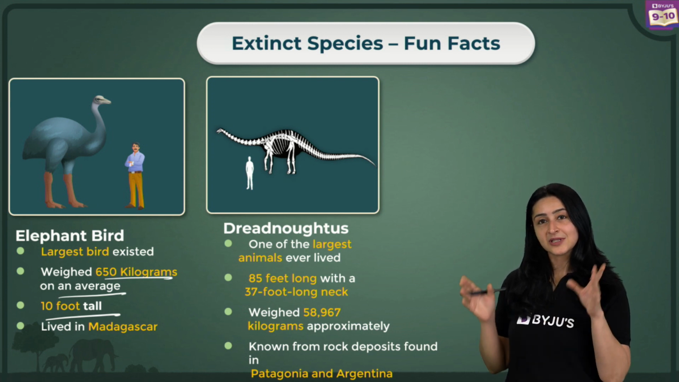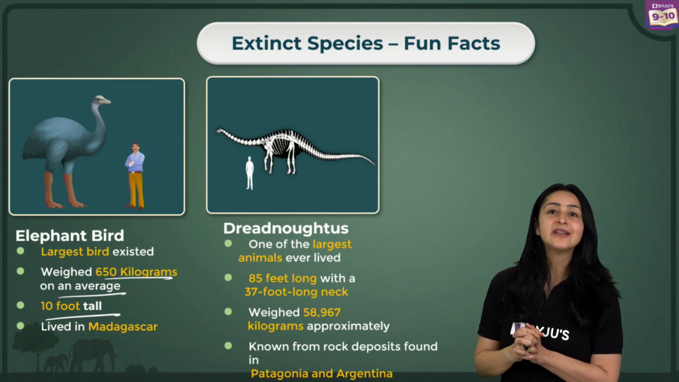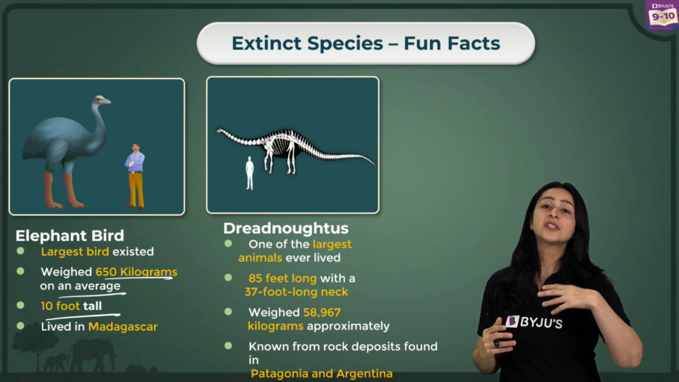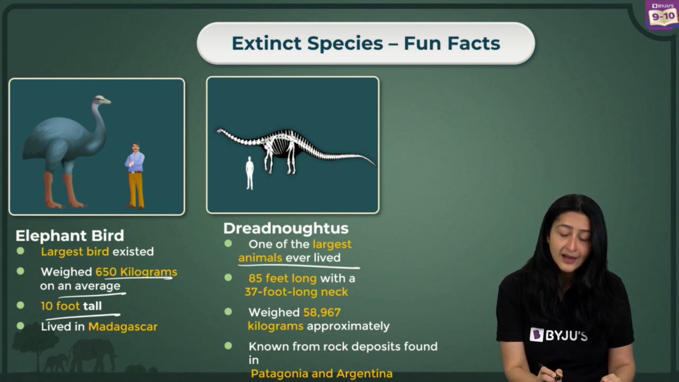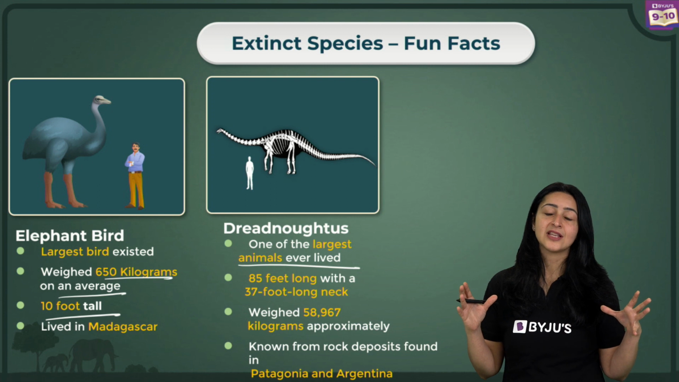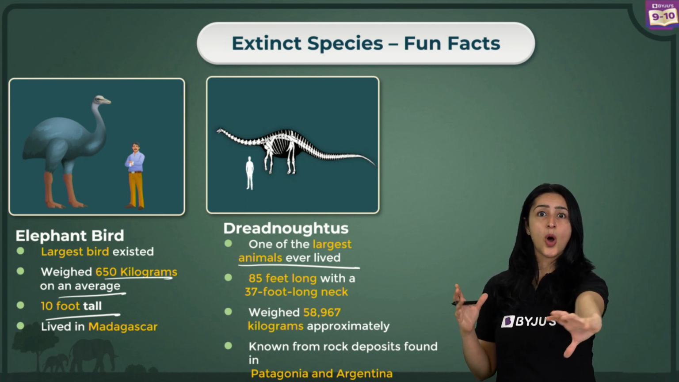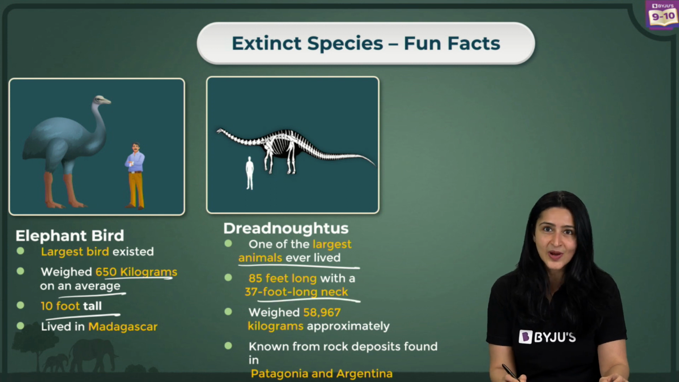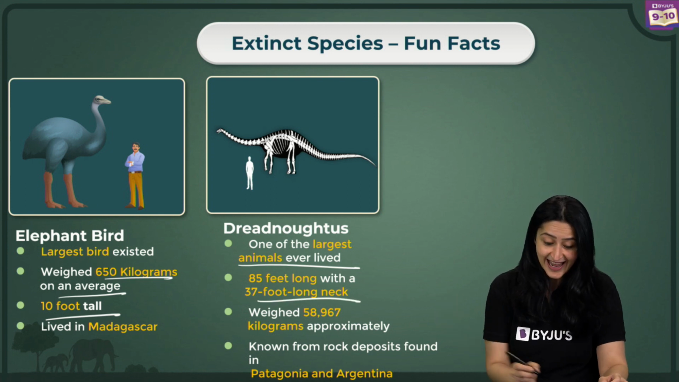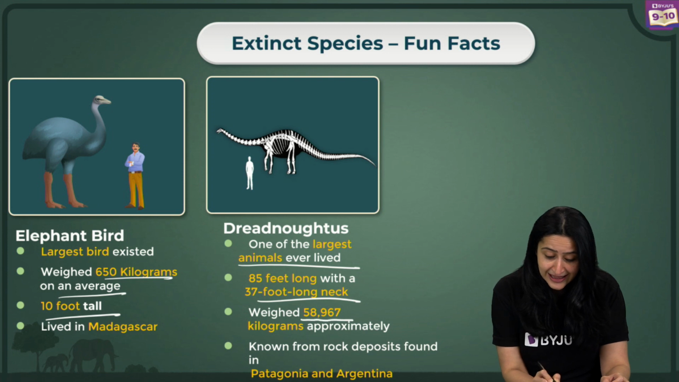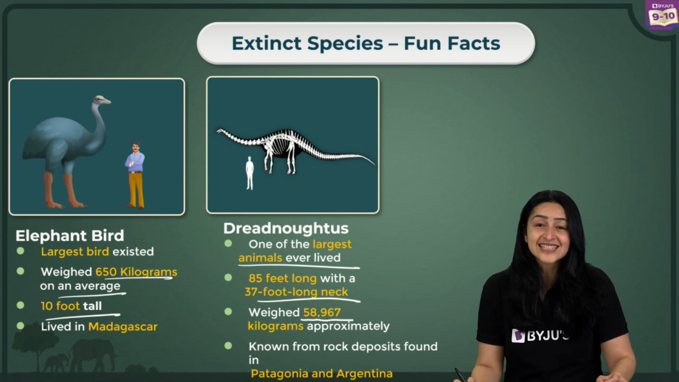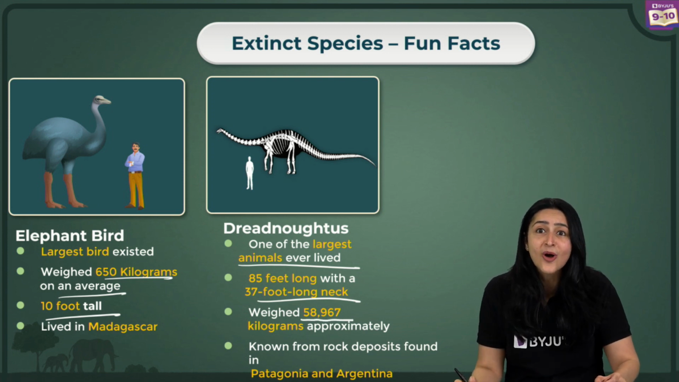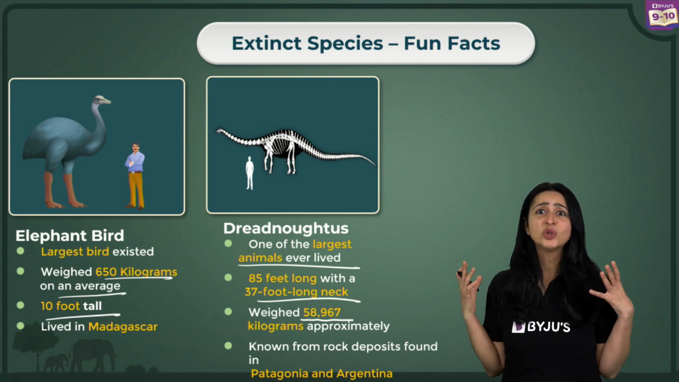Then apart from this, there was another very interesting species called the dreadnoughts, which is one of the species of the largest dinosaurs that ever lived. And this was about 85 feet long with a 37-foot long neck. And do you know how much it weighed? It's written on the screen. It weighed 58,967 kilograms approximately. Imagine how huge this was.